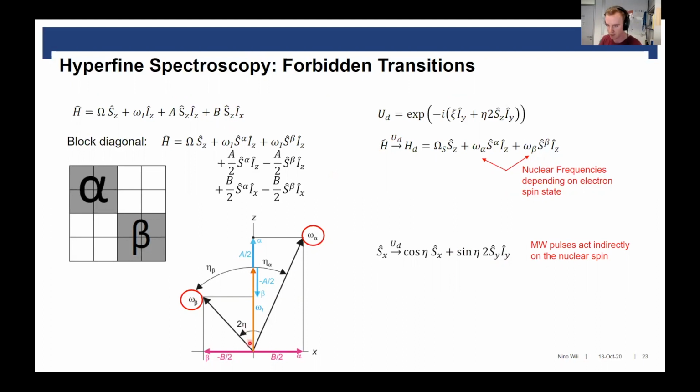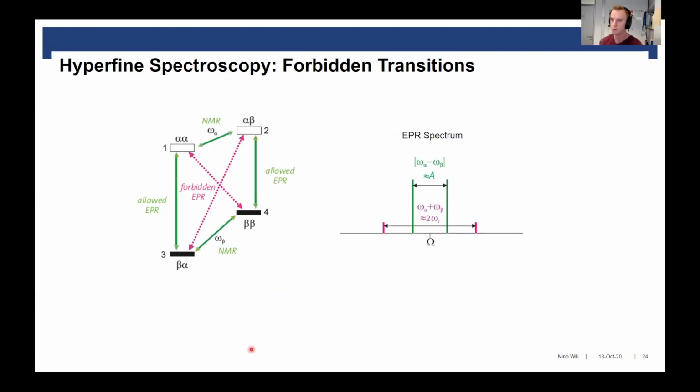And also you see it here if you have an exact cancellation. So if A half and omega I, sorry, are exactly the same, then you have the maximum of this transfer. And this is a situation that you can encounter in normal EPR experiments. So this would be the energy level diagram. Again, you have EPR and NMR transitions, but you also have these forbidden EPR transitions.